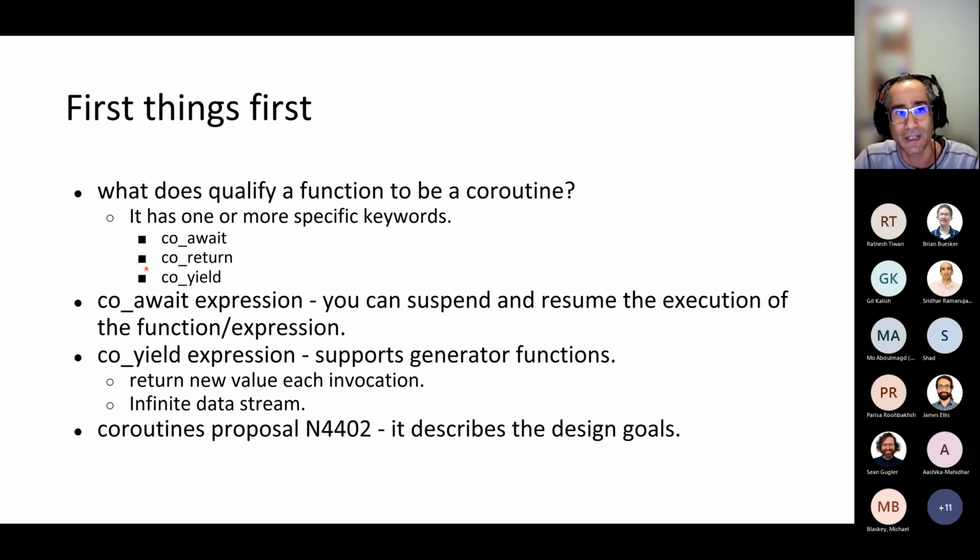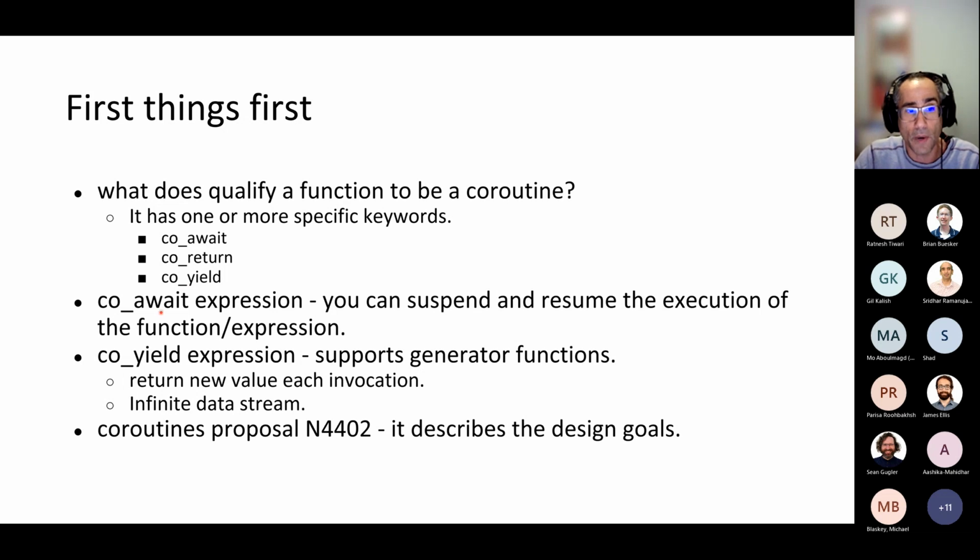Okay, so what qualifies a function to be a coroutine? There are keywords. If you have a co_await in the function, it is going to be a coroutine. If you have a co_return, it's going to be a coroutine. Same for co_yield. Co_yield specifically, I don't know if that's 100% true, is used for a generator use case. So I'm going to talk about two use cases. One is a generator use case, and the other one is a non-generator use case. I don't know what the other term is. I'll start with the generator use case because it's easier to digest.